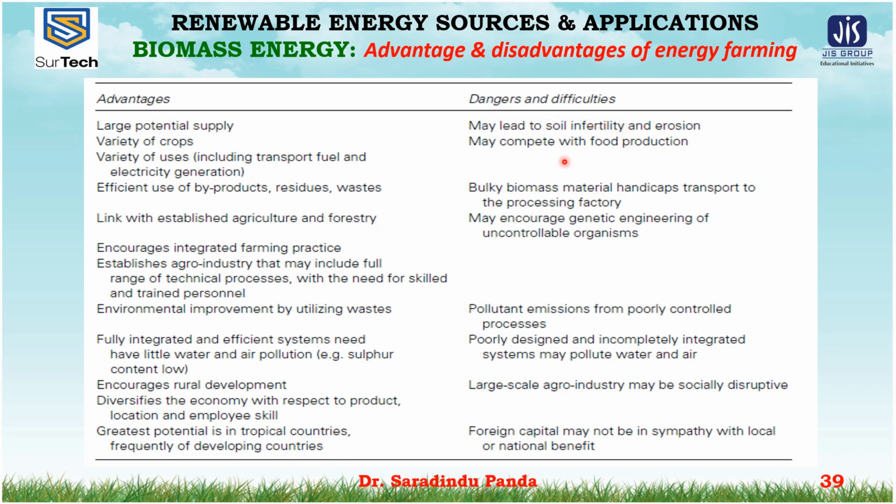The disadvantages, or the dangers and difficulties of the energy farming, are that it may lead to loss of soil fertility and erosion, may compete with the food production, bulky biomass material handicaps transport to the processing factory, may encourage the genetic engineering of uncontrollable organisms, pollutant emissions from poorly controlled processes, poorly designed and incompletely integrated systems may pollute the water and air, large-scale agro-industry may be socially disruptive, and foreign capital may not be in sympathy with the local or the national benefit.